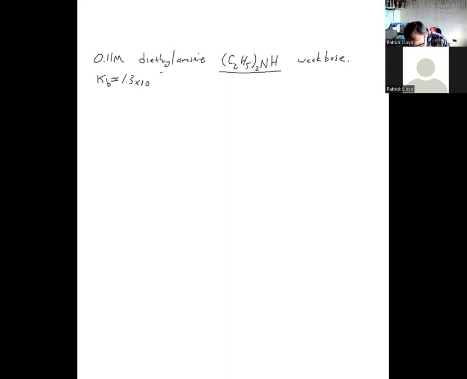Diethylamine is a stronger base than ammonia. Remember, ammonia, NH3, has a Kb of 1.8 times 10 to the minus 5. So this is a bigger value, 10 to the minus 3, so it's a stronger base than ammonia is. And in organic chemistry, if you take organic chemistry, they'll go through discussions of why it's a stronger base and that sort of thing. Okay, but you also have 0.11 molar diethylammonium bromide.